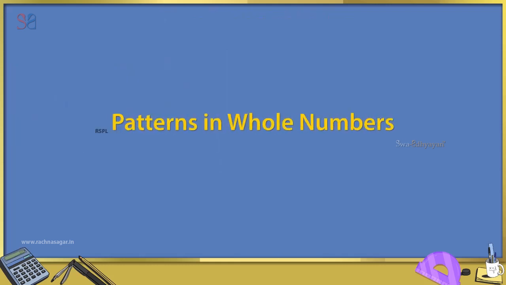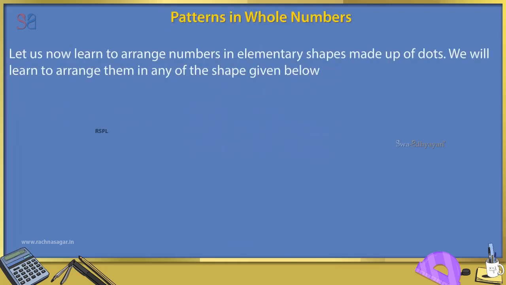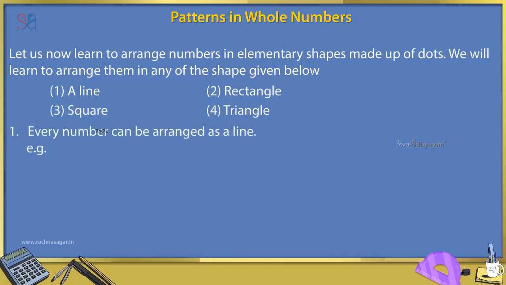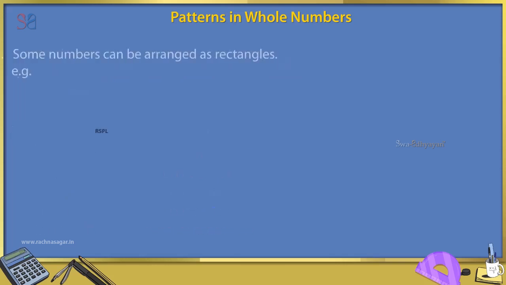Patterns in whole numbers. Let us now learn to arrange numbers in elementary shapes made up of dots. We will learn to arrange them in any of the shapes given below. 1. A line. 2. Rectangle. 3. Square. 4. Triangle. 1. Every number can be arranged as a line. Example: number, pattern, 2, 3, 1, 5, 2.